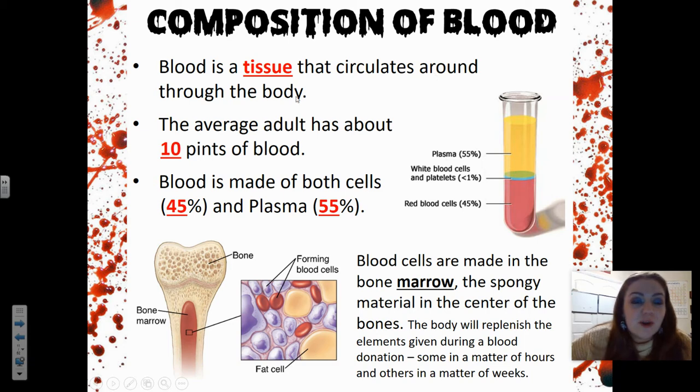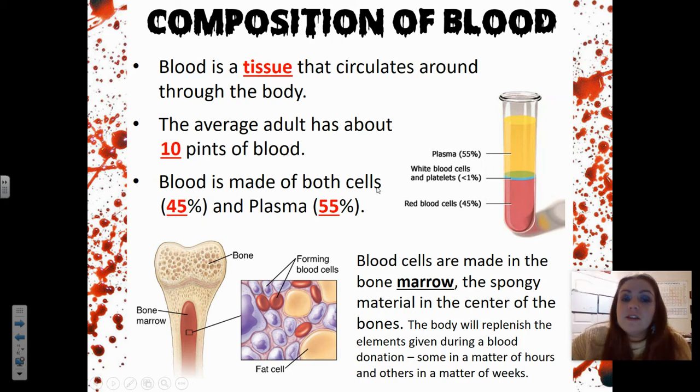Blood is a tissue that circulates around through the body. The average adult has about 10 pints of blood, which, if I remember correctly, is about a gallon and a half. That's something to think about, how much blood you actually have in your body. The bigger you are, the more blood you have. If you're really tiny, then you're probably more like a gallon. If you are like a giant football player, maybe closer to 2 gallons. It's a gallon to 2 gallons of liquid in our bodies, depending on how big you are.